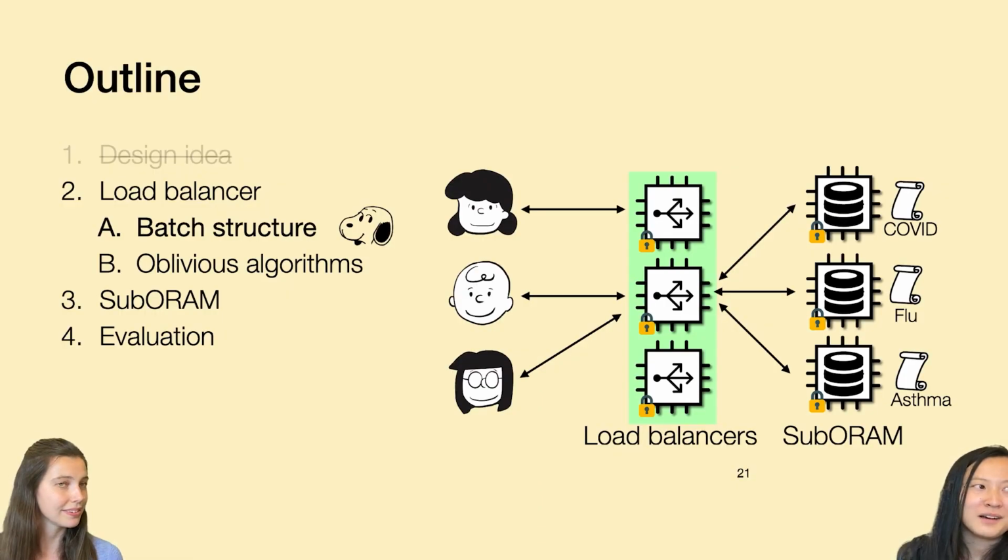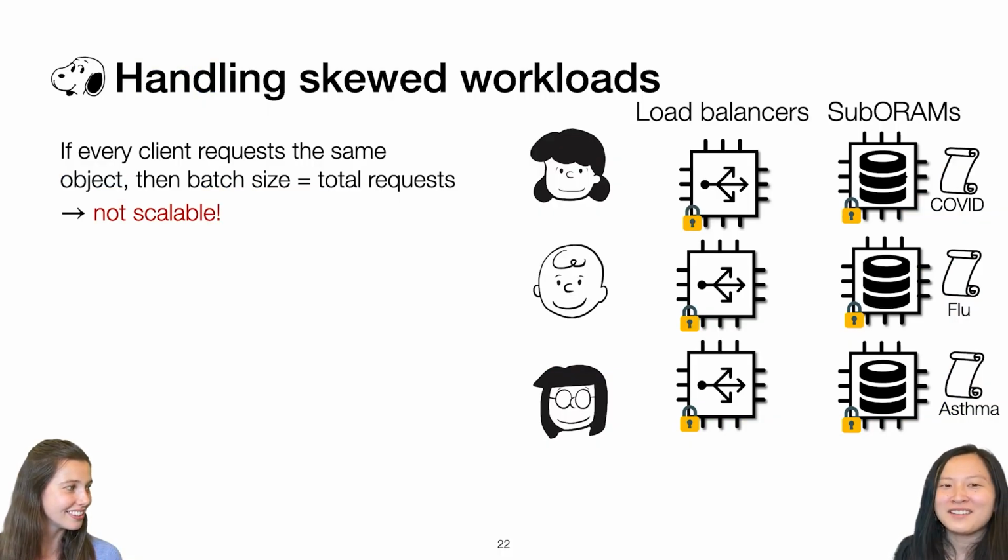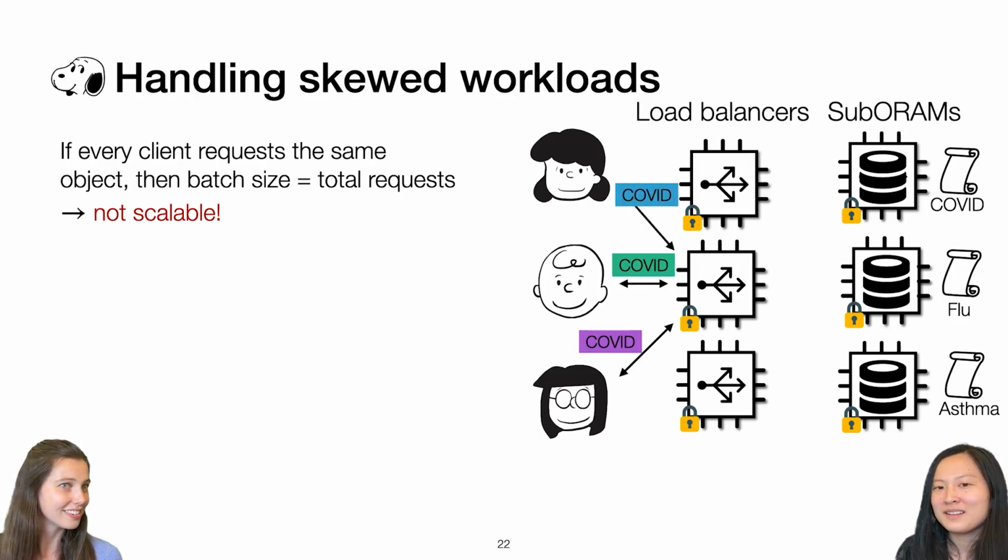So let's talk about how we'll actually make this load balancer meet our design goals. Well, like Emma just gave in that example before, we have to first handle skewed workloads. So if every client requests the COVID object, then our load balancer is going to receive, say, n requests, and it's going to have to send n requests to every sub-ORAM in order to prevent leaking any information. Now, this doesn't seem very scalable, and it seems like you're better off just running a singular sub-ORAM that just receives all the requests to begin with.